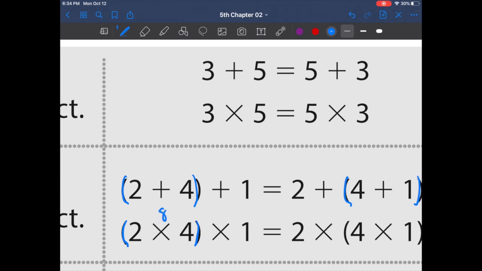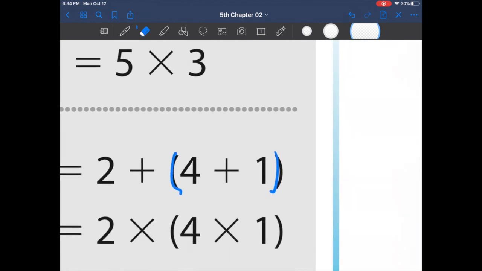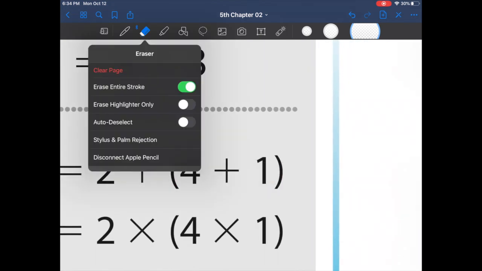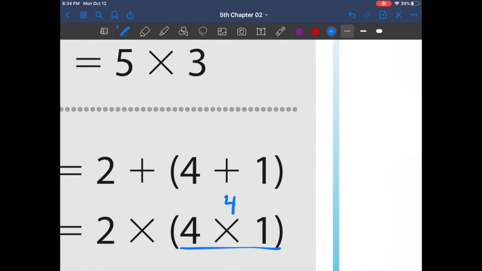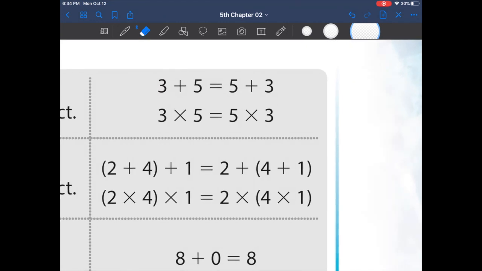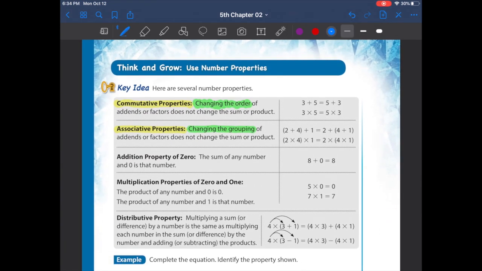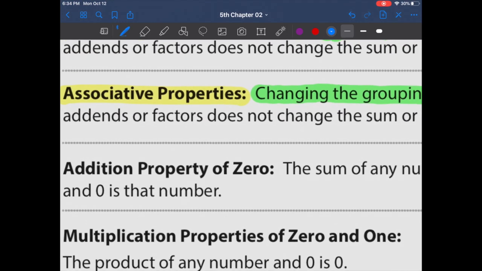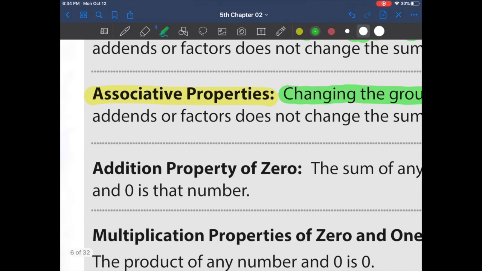All right, so the same thing here, right? 2 times 4 is 8, and 8 times 1 is still 8. So our answer for this problem is 8. But what about if we do it the other way? 4 times 1 is 4, and then 4 times 2 still gets us 8. So with the commutative property, we can change the numbers. The associative property, we are starting to add parentheses this time, all right?